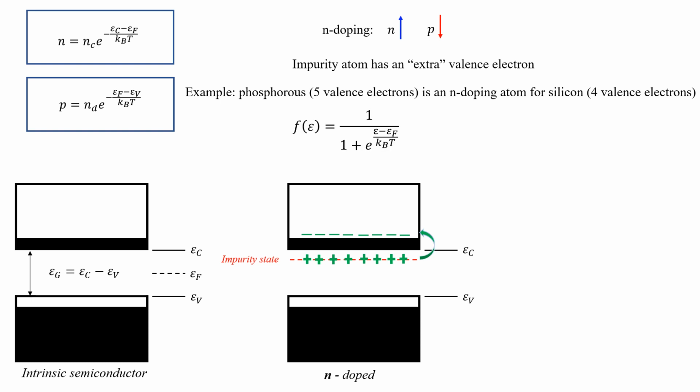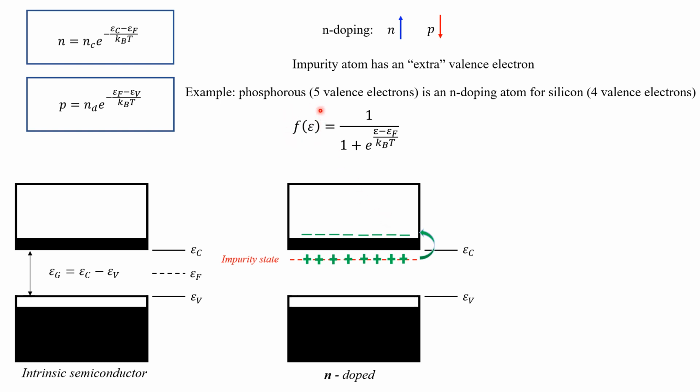Now let's take a look at what happens to the Fermi level when we n-dope a semiconductor. When we n-dope a semiconductor, the concentration of free electrons increases. So that means that the probability of occupation of orbitals in the conduction band increases. We know that this probability is given by the Fermi-Dirac distribution, which is given by this expression. These energies will be the energies of the orbitals in the conduction band.